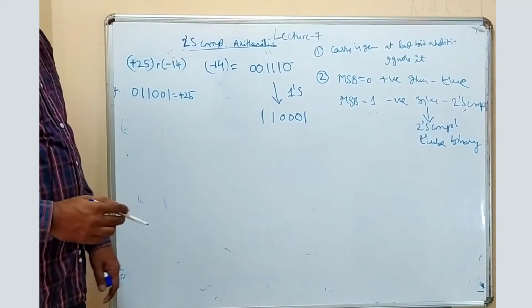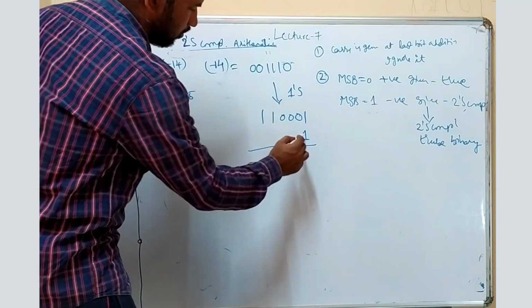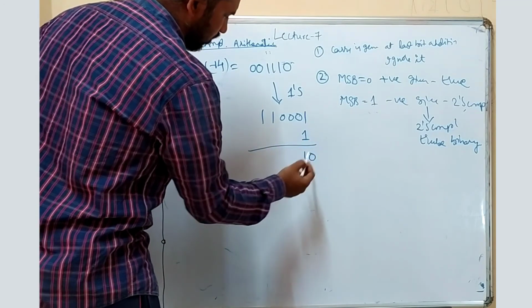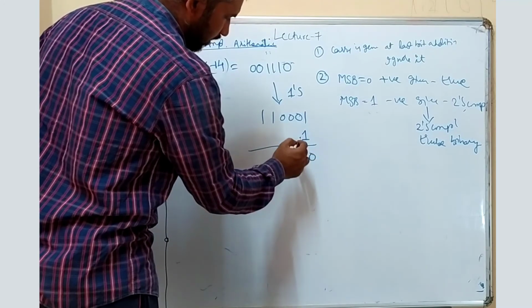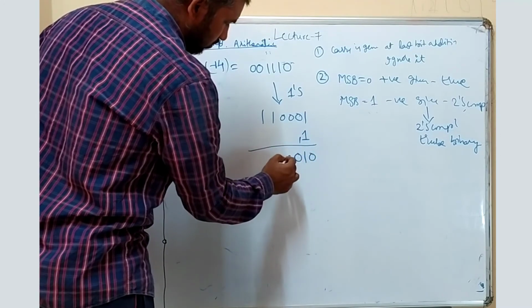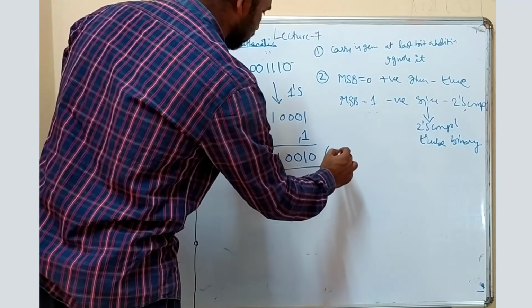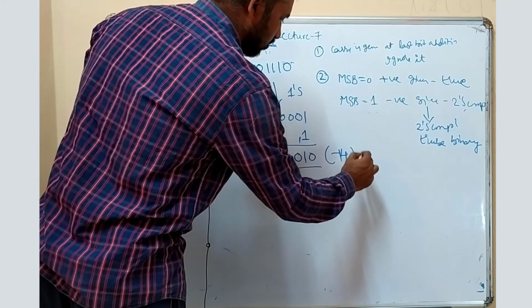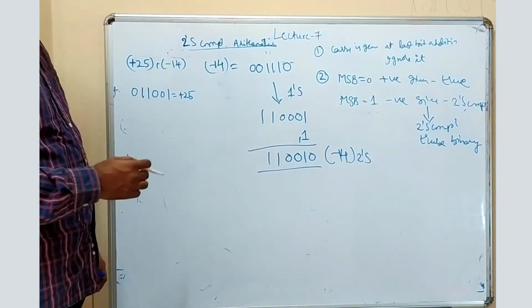So once you get the 1's complement, you need to add 1 to the LSB to get the 2's complement. 1 plus 1 will be 0, carry 1, and then 1, 0, 0, 1, 1. So this is the 2's complement of a given number, or you can say minus 14 in the 2's complement form.